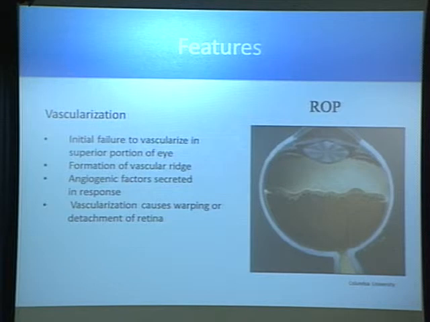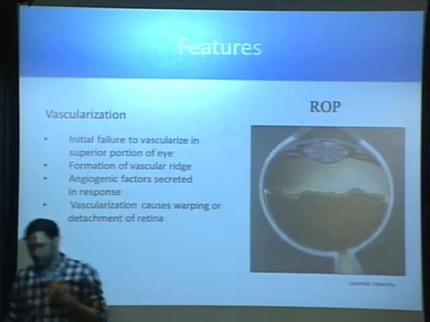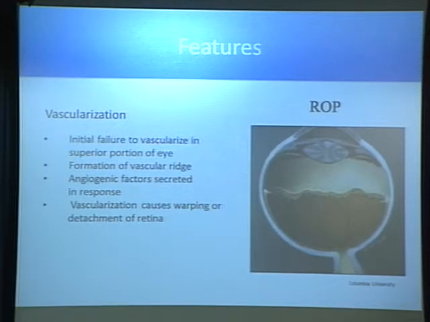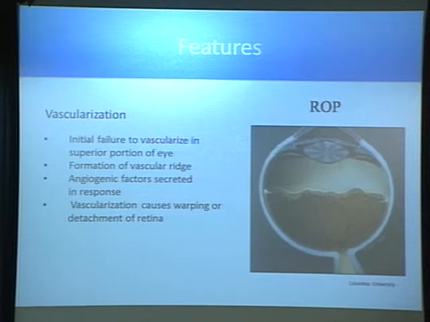So the main thing is that the normal vascularization procedure that happens in developing infants gets interrupted in some way. And you see this area at the top of the eye, the superior side, doesn't get the normal formation of blood vessels that you would normally see. And then over time, that procedure picks back up again, and you see the formation of this ridge of vascular tissue. And then that process, if it's left untreated, can cause the retina to warp or become disfigured in some way, or to be pulled entirely off the back of the eye, which leads to total blindness.